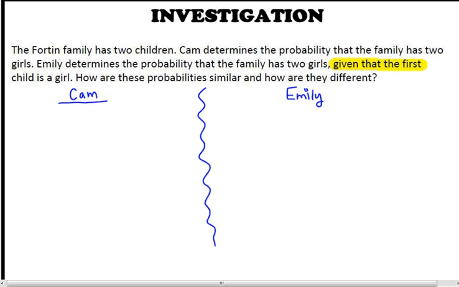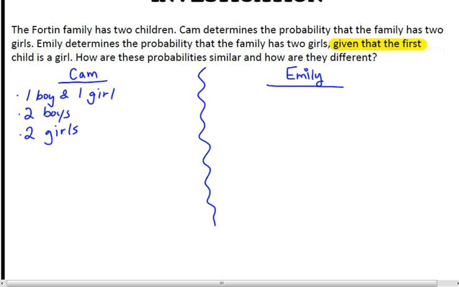Okay, so let's look at Cam. Basically, Cam's saying, what are the different ways we can have two children? You can either have one boy and one girl. What else could you have? Two boys or two girls. So this is how Cam's figuring it out. We have these three combinations, with the probability of having two girls being 1 out of 3.